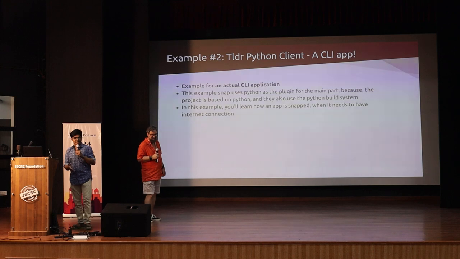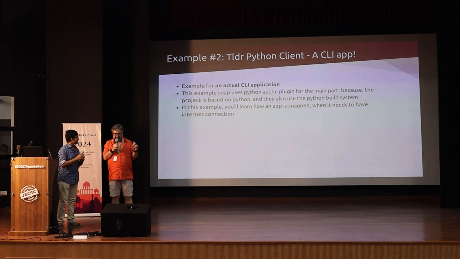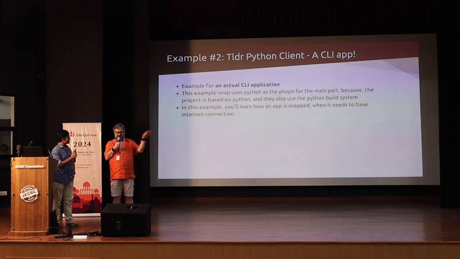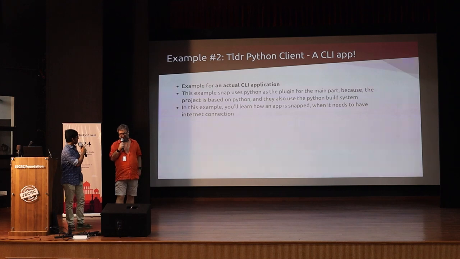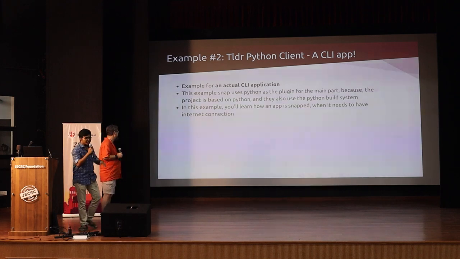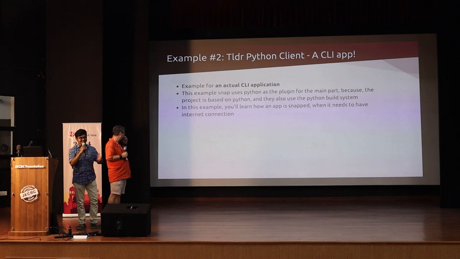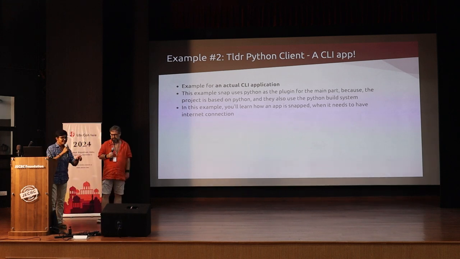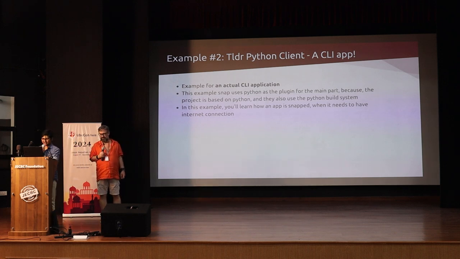CLI, for those who do not know it, means command line interface. So we don't open a window, it works completely in the command line, like ls or so. We actually had said graphical user interface application, but due to time crunch and the internet problems, we just shifted to a CLI. So in this app, we'll try to see how a snap can have internet connection while it's running.